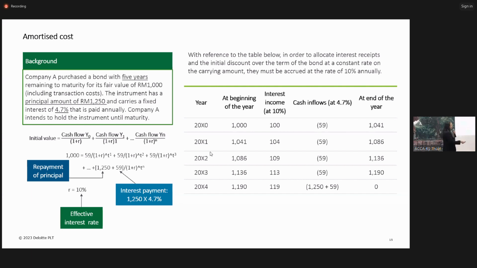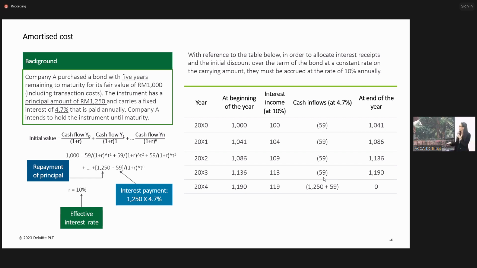Then I will do the same every year. So at the end of 20x1, I will have 1,086 sitting in my balance sheet. And in my P&L, I will have a charge of interest income of 104. Okay? Then at the end of year 5, after I receive all the interest and charge all the interest and I receive all my money, it is derecognized already. It's fully matured. I got back everything.